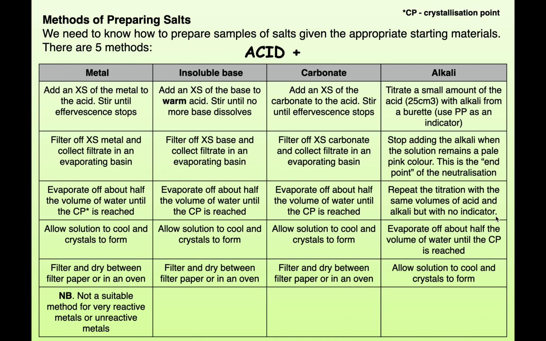But we know that alkali has just neutralized the acid. So in that mixture now, you've got water and you've got the salt. And then the same procedure is followed. You evaporate off about half the volume until the crystallization point is reached, and then you allow the solution to cool and crystals to form. Okay, and you can filter and dry them if you wanted them straight away. Right, they're the four basic methods of acid plus another substance to produce a salt. Remember, we are preparing salts.